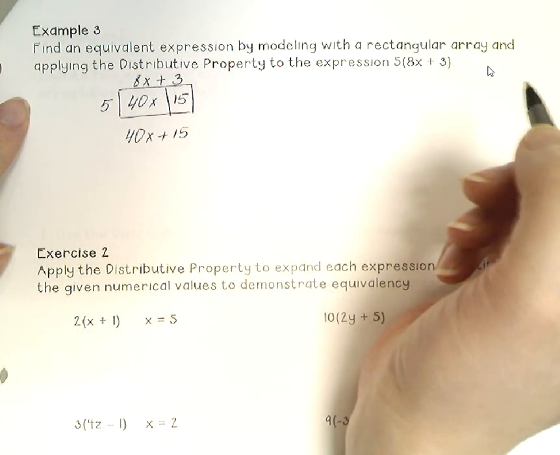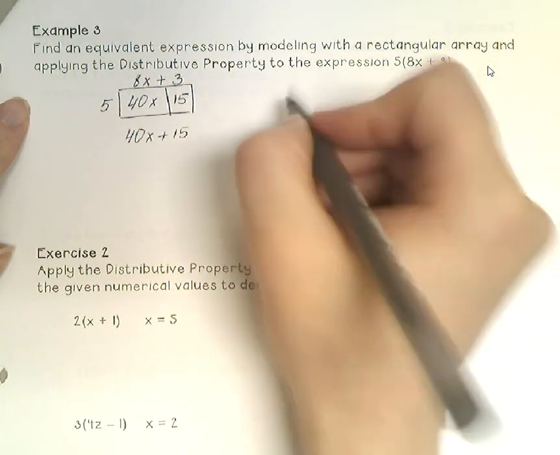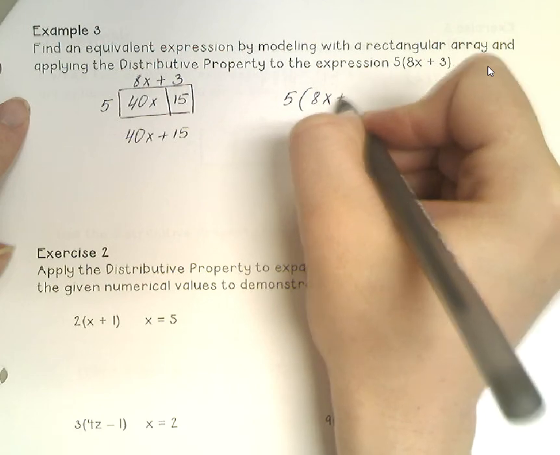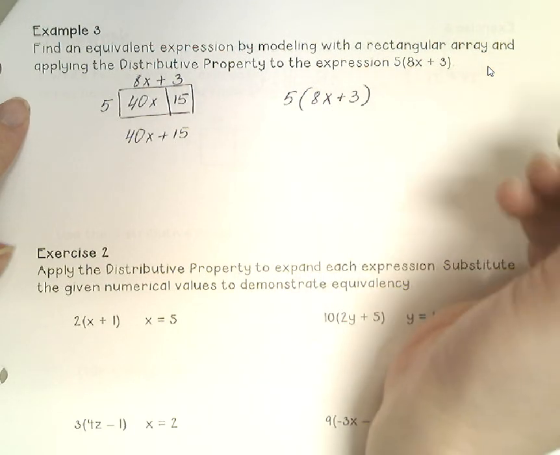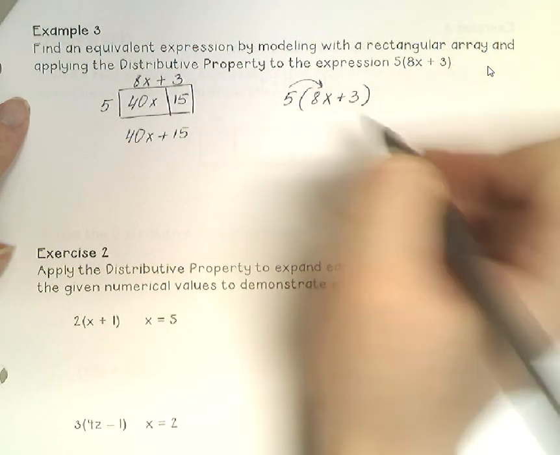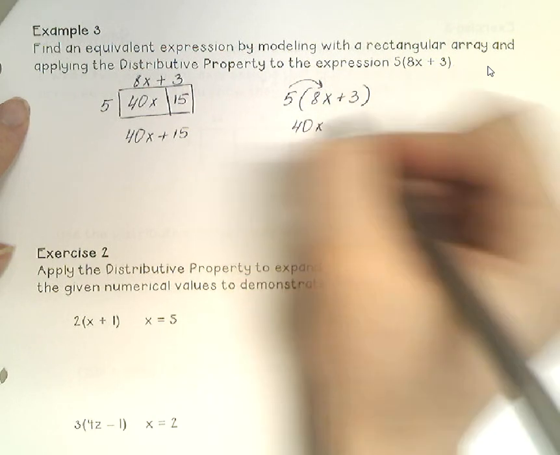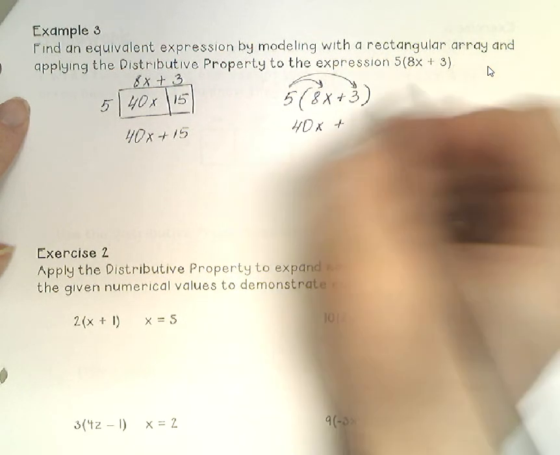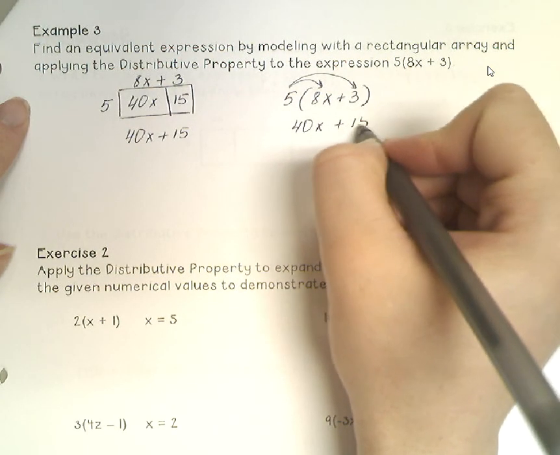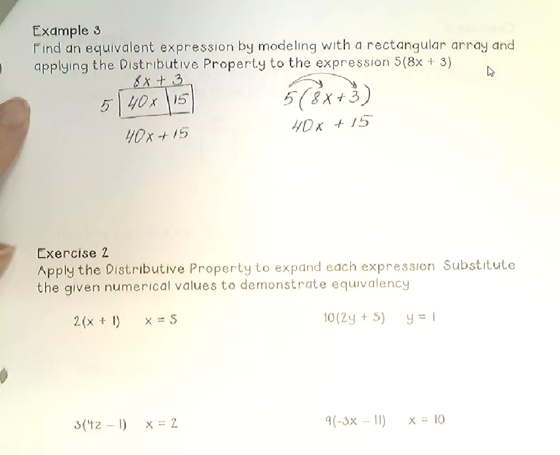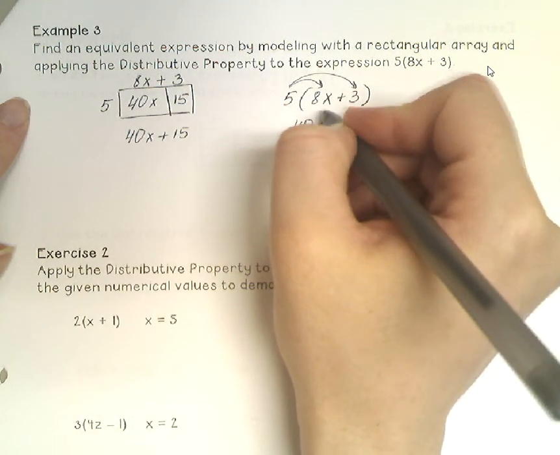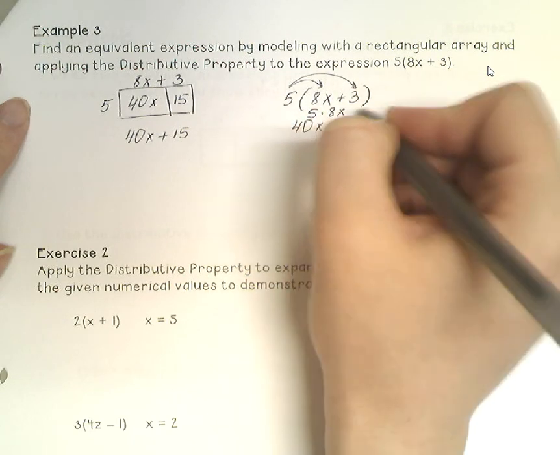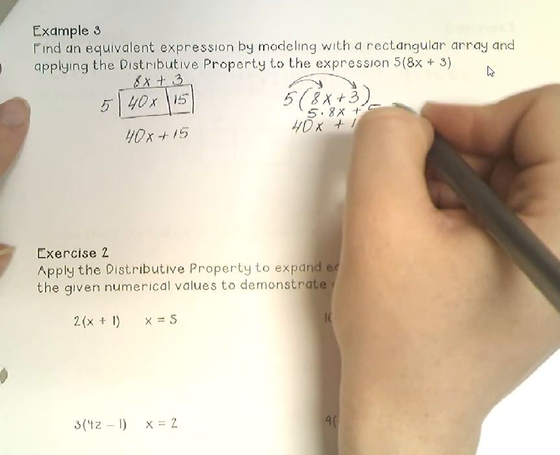All right, so how do I show it using distributive property? I have 5 times the sum of 8x plus 3. And what I'm really doing is I'm multiplying 5 by 8x, which is 40x. And then I put my plus sign. And I have 5 times 3, which is 15. Probably should show that middle step when I have 5 times 8x plus 5 times 3.